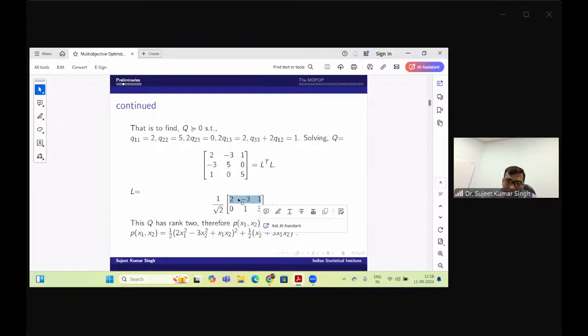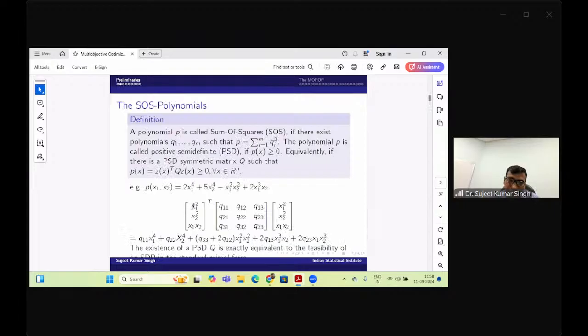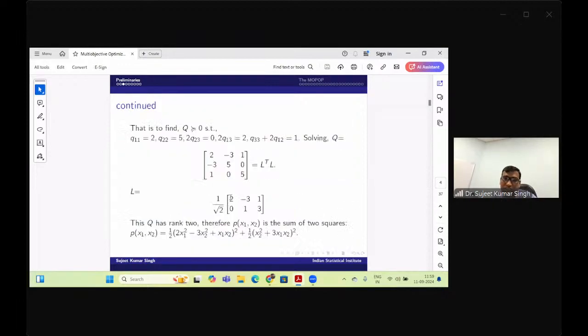So the sum of squares representation of the given polynomial will be something like that. This will be 1 by 2, and then the first term is (2x1 square minus 3x2 square plus x1 x2) whole square. The second term will have only an x2 square component, because the first component is 0. You can see the first z component here was x1 square, the second z component was x2 square, and the third z component was x1 x2. So in the matrix decomposition we got in the first row, all these are non-zero: the first component has 2, the second has -3, and the third has 1.